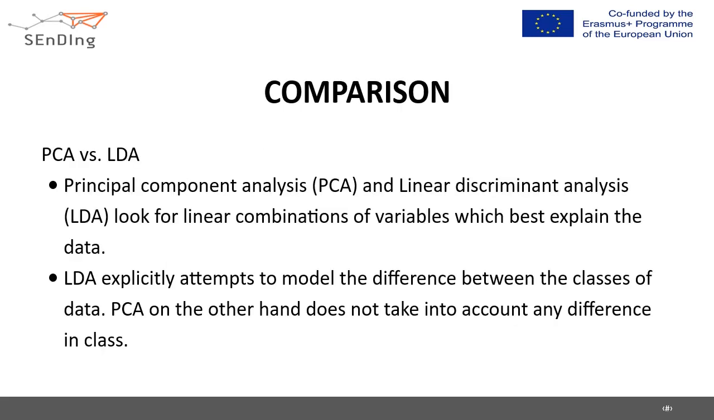PCA versus LDA. Principal component analysis and linear discriminant analysis look for linear combinations of variables which best explain the data. LDA explicitly attempts to model the difference between the classes of data. PCA, on the other hand, does not take into account any difference in class.